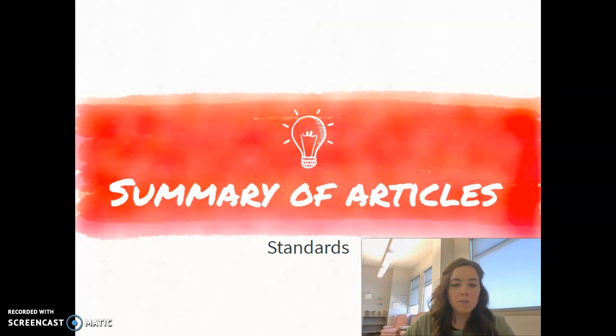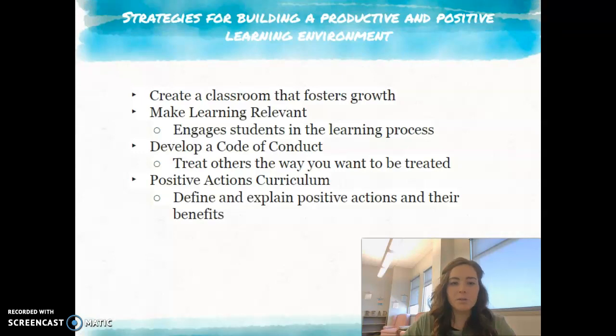So the first part of this is to summarize the articles that were provided and how they connect to our standards. The first article is Strategies for Building a Productive and Positive Learning Environment. This article talked about creating a classroom that fosters growth, which is the goal of all educators. It also talked about making learning relevant. When we make learning relevant for students, it engages them in the learning process and makes it enjoyable for them to be at school.